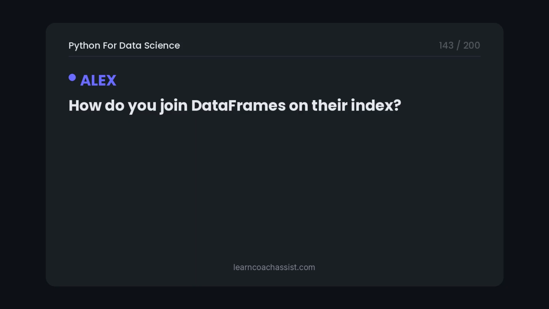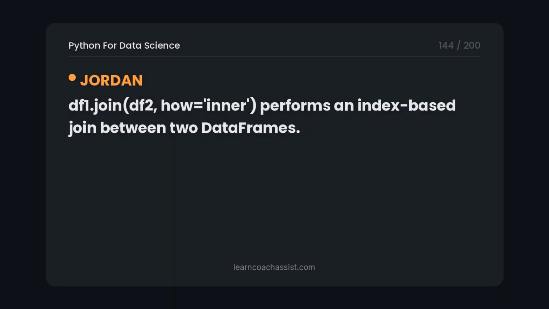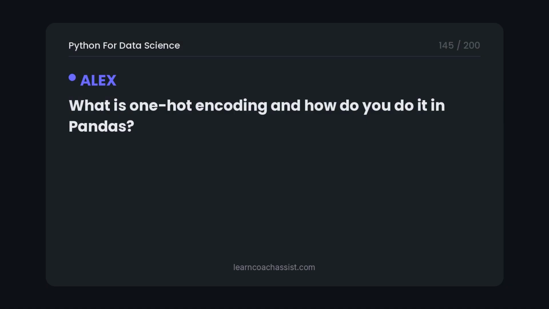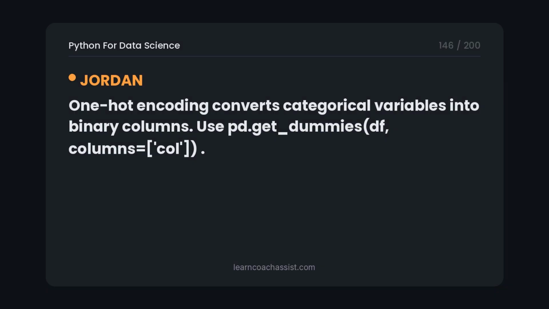How do you join data frames on their index? df1.join(df2, how='inner') performs an index-based join between two data frames. What is one-hot encoding and how do you do it in pandas? One-hot encoding converts categorical variables into binary columns. Use pd.get_dummies(df, columns=['col']).